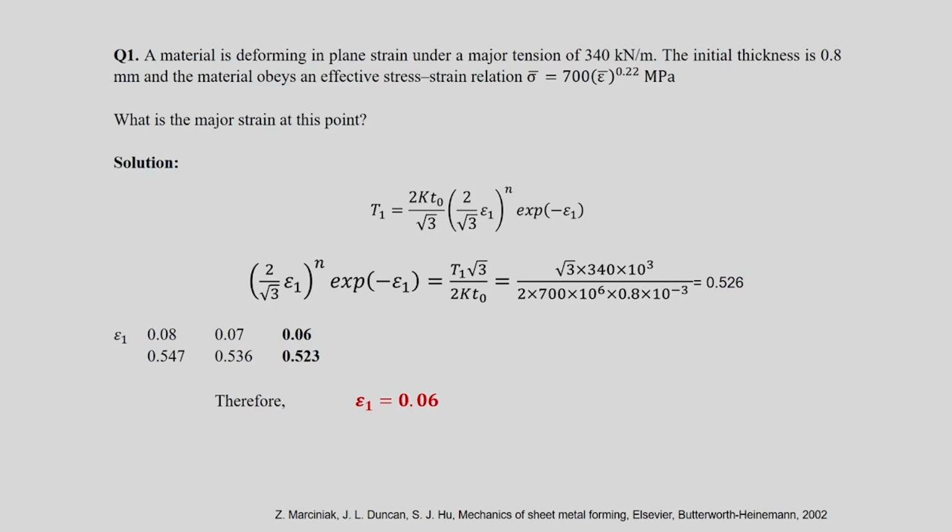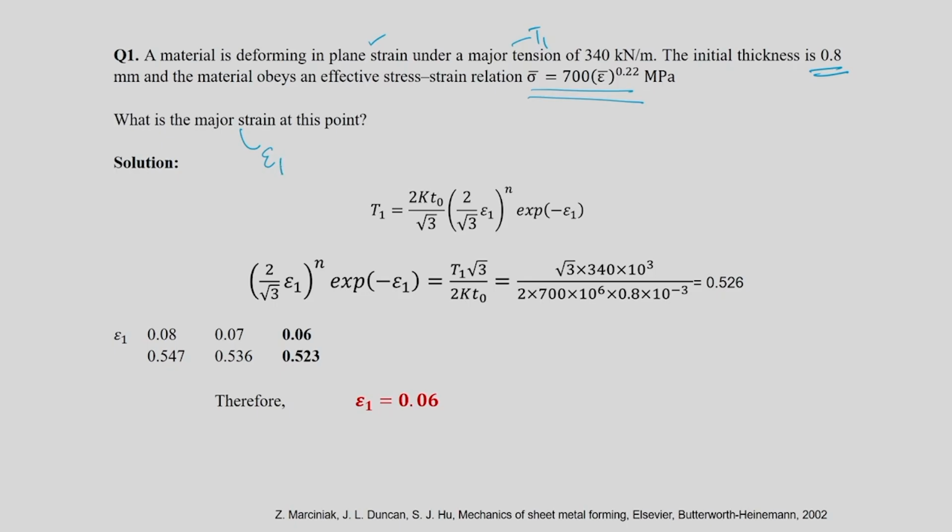So the first question is, a material is deformed in plane strain, that is already given here, with a major tension T1 of 340 kilonewton per meter. The initial thickness of the sheet is, let us say, 0.8 mm, and the material is going to follow the strain hardening law sigma bar is equal to 700 epsilon bar power 0.22, and K is given in MPa. Okay, so you need to get the major strain epsilon 1 at that particular element.